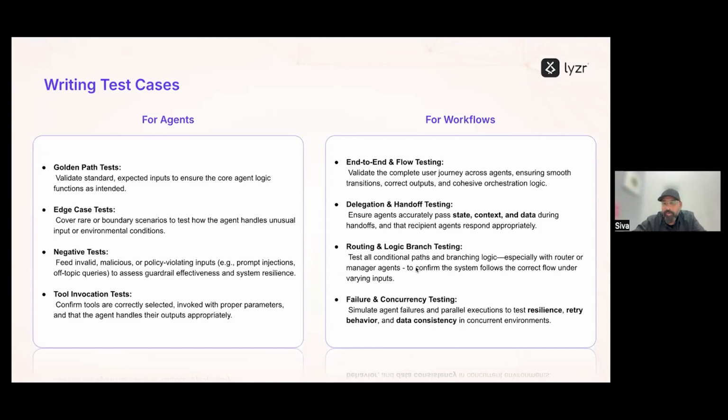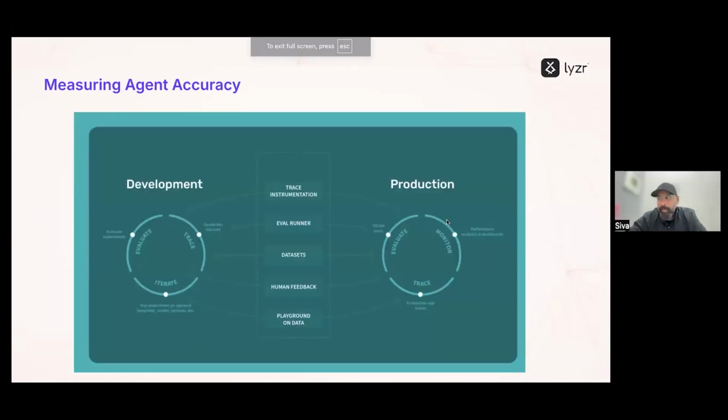Then comes your failure and concurrency tests. What happens if you do a load test, like what happens if you have a lot of data coming in? Does the agent handle it effectively? So these are various types of tests that you may have to do on the workflow side. And with that, you get into improving the overall agent accuracy. Development and production is where the systems improve. You have all the test cases done, and eventually your systems move to a production-grade system.